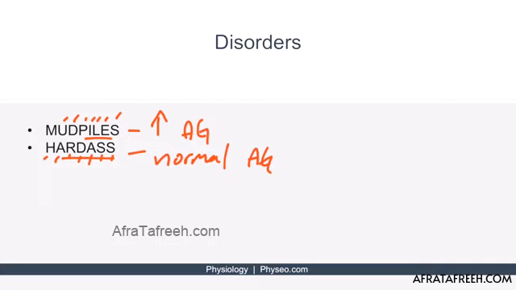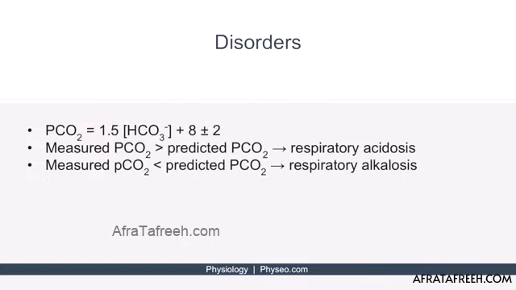Unfortunately, you will need to memorize these. It's important for Step 1 and will definitely help you get more questions right throughout Q-Banks and hopefully on your actual exam. In addition to determining the anion gap, it's also important to determine if the lungs are adequately compensating for the metabolic acidosis, which is done using the Winters formula.